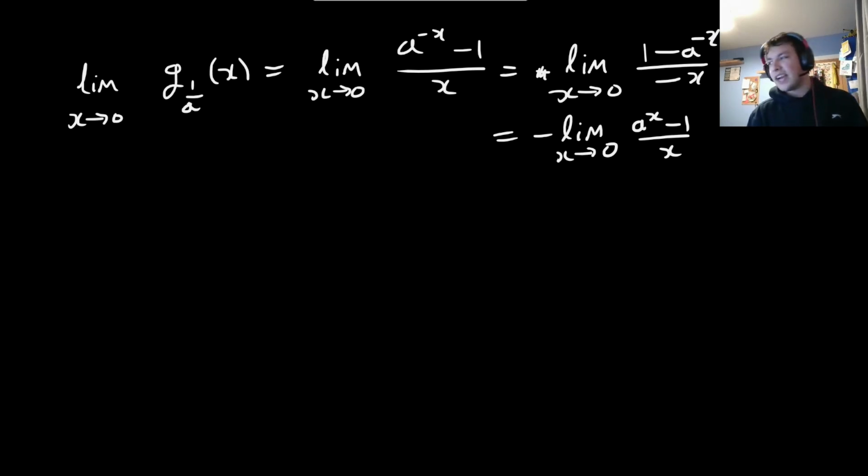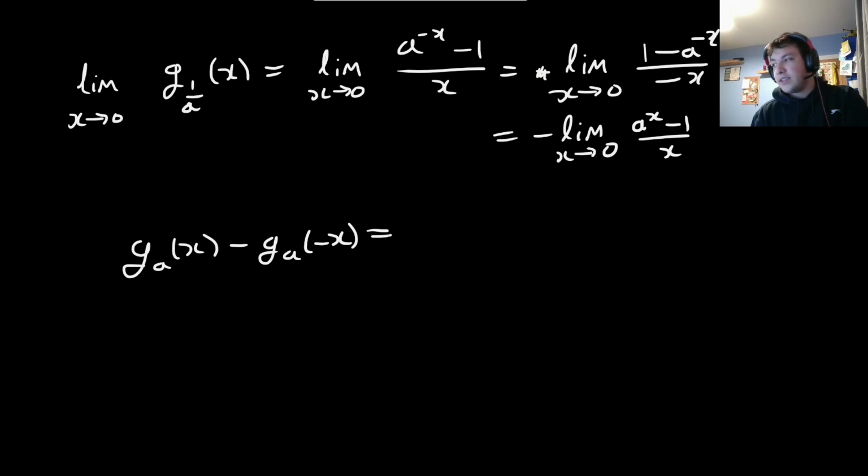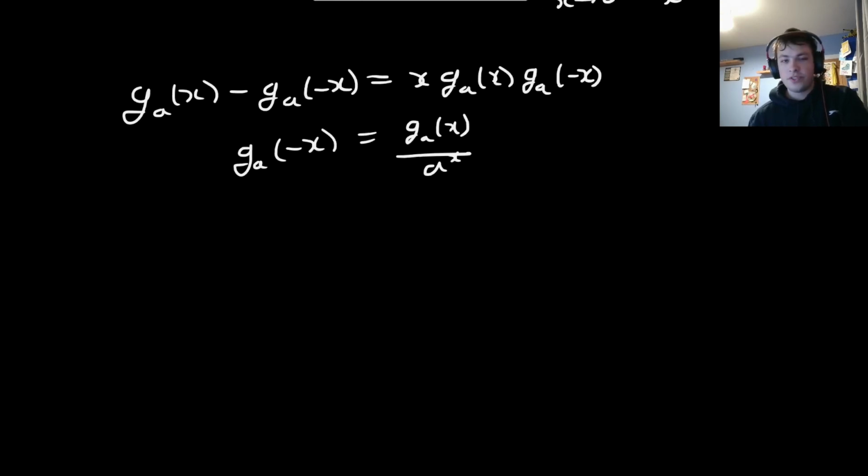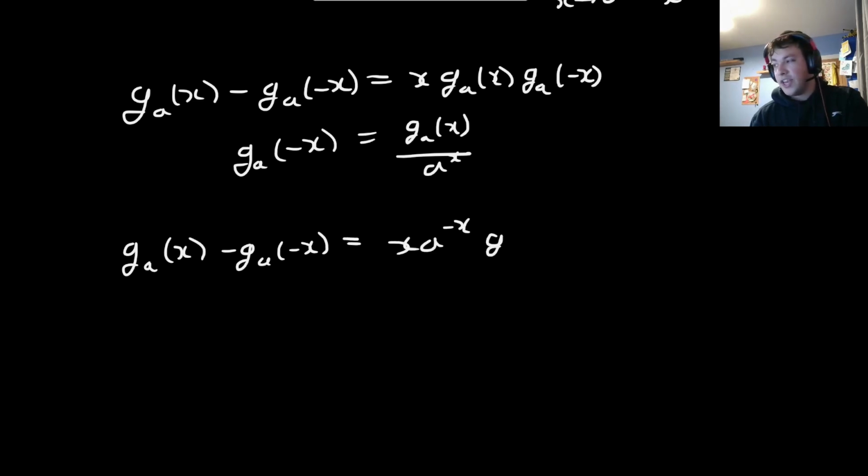And sort of basic algebra, I'm not going to go through it here, but GA of x minus GA of minus x is x GA of x GA of minus x, and GA of minus x is GA of x over A of x. So we can sort of sub those things together, and GA of x minus GA of minus x is x a to the minus x GA of x squared.